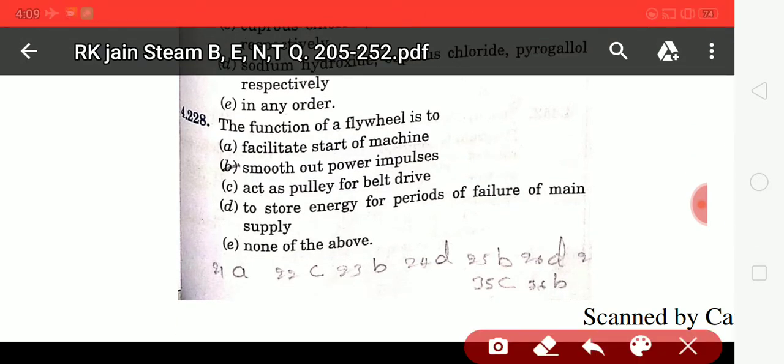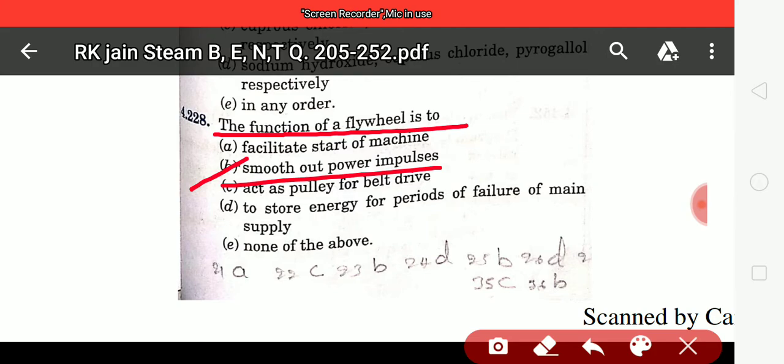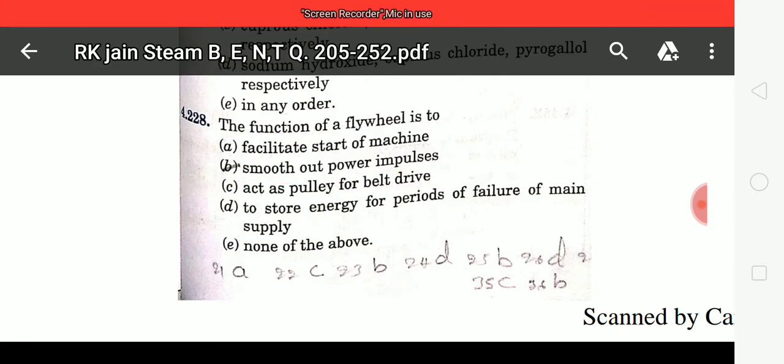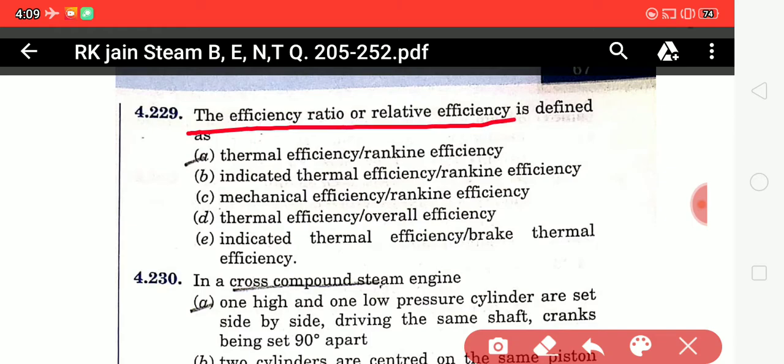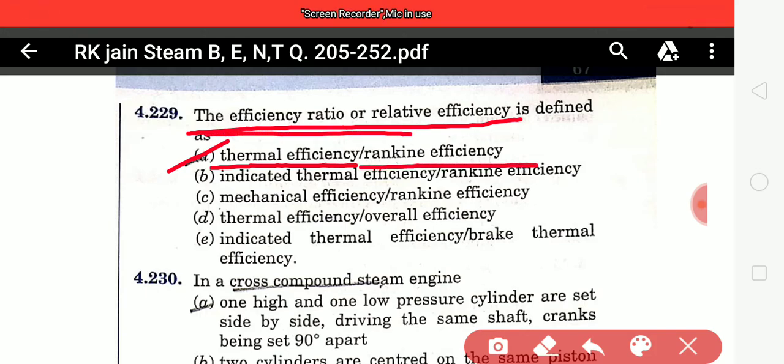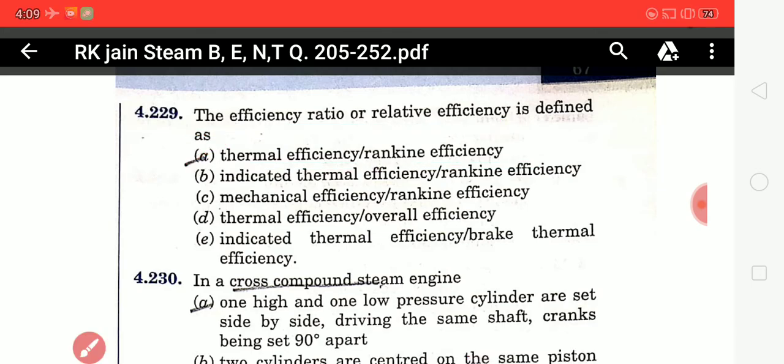Next, the function of a flywheel is to smooth out power impulses. The efficiency ratio or relative efficiency is defined as thermal efficiency by Rankine efficiency.